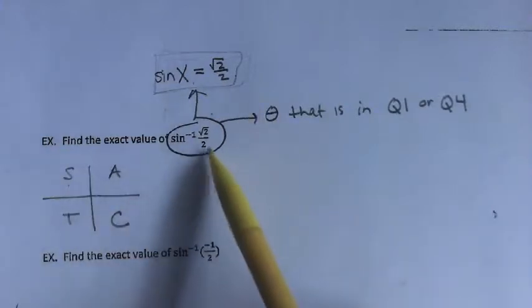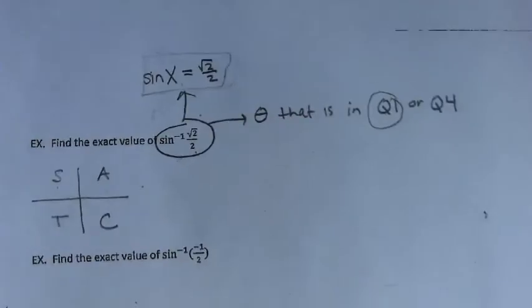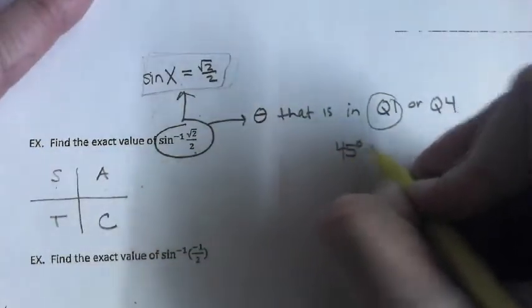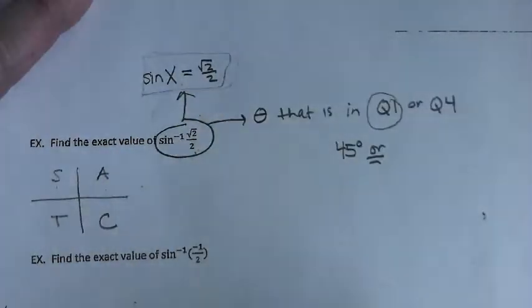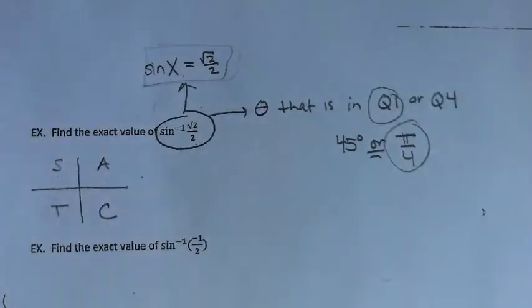Because sine is positive. 1. And specifically, what is the angle measure in quadrant 1 that has a sine of root 2 over 2? 45 degrees, or radian measure of pi over 4 is going to really be where we go with this, because this is going to be in radians.